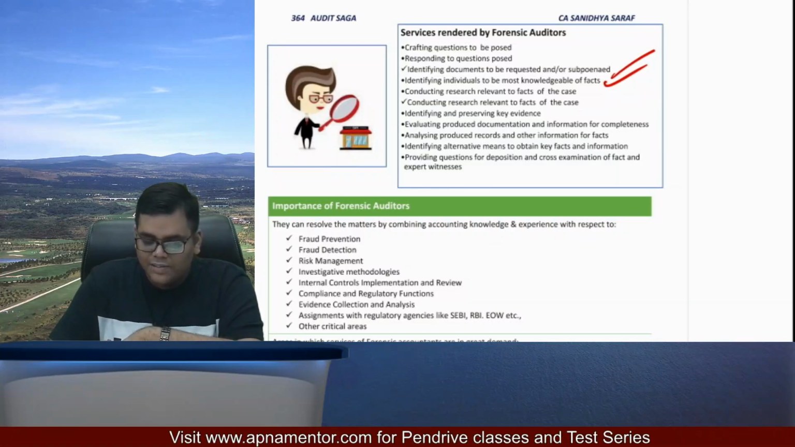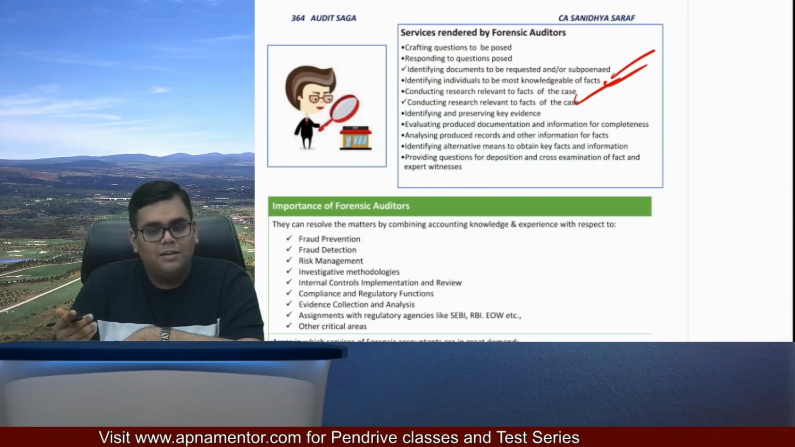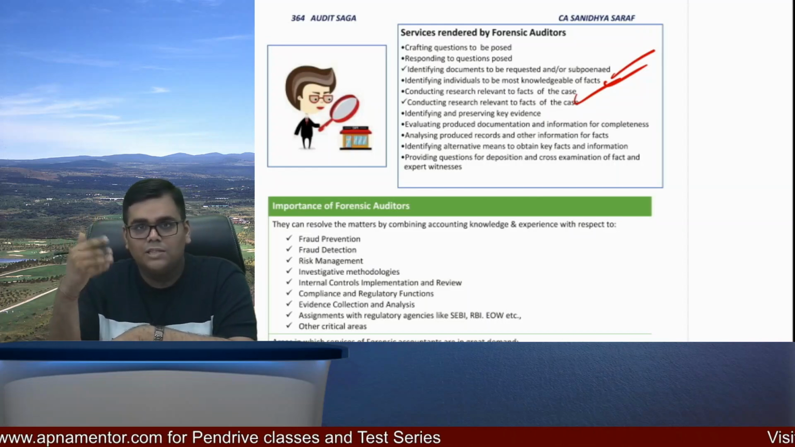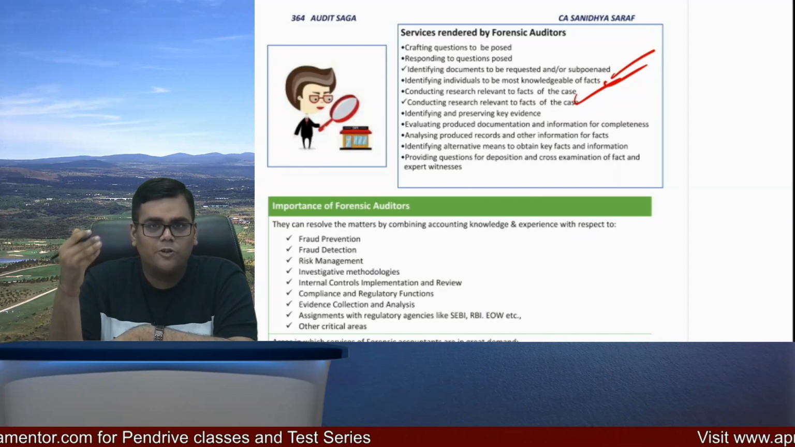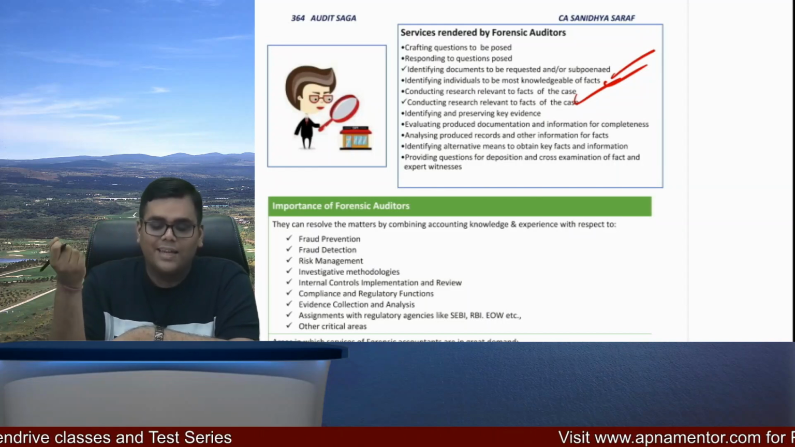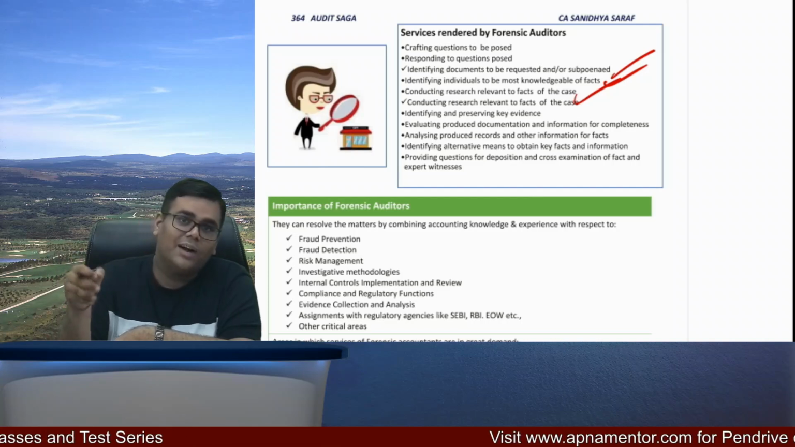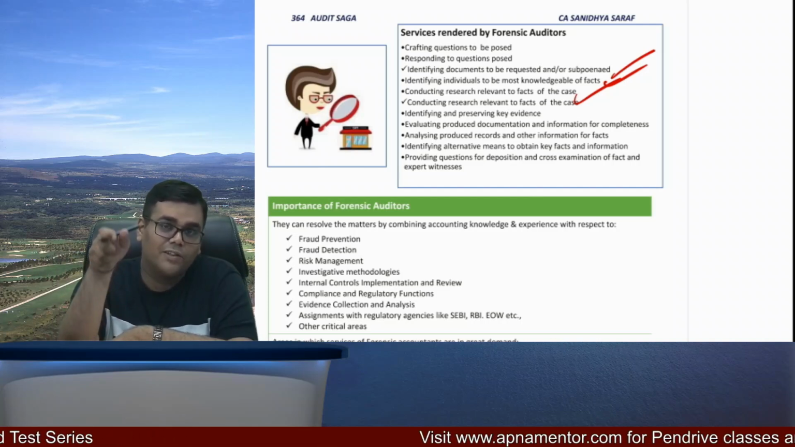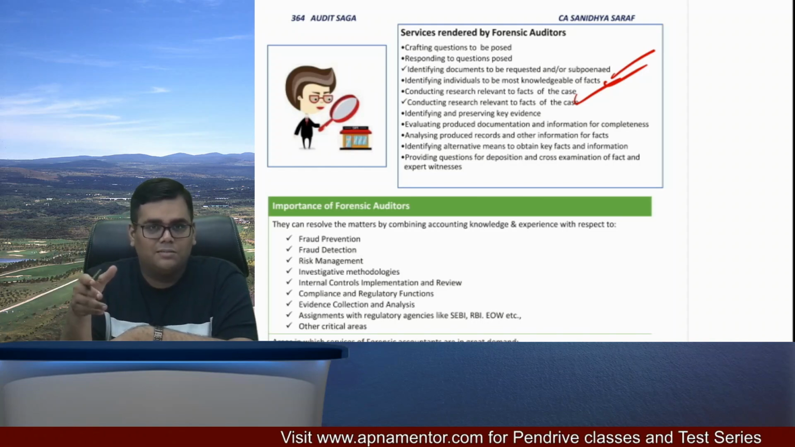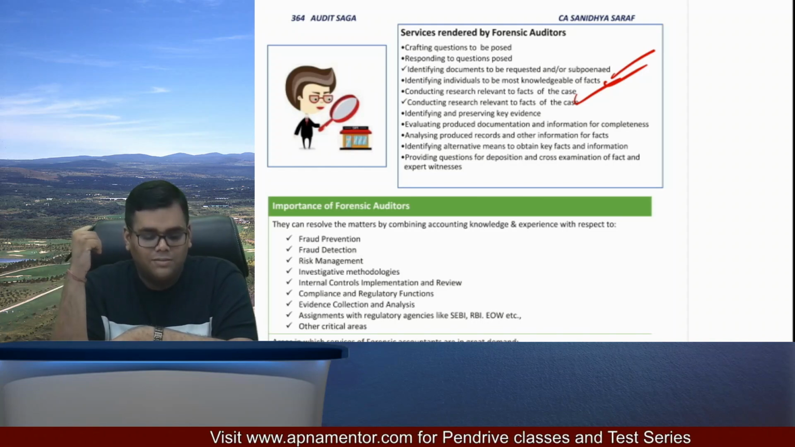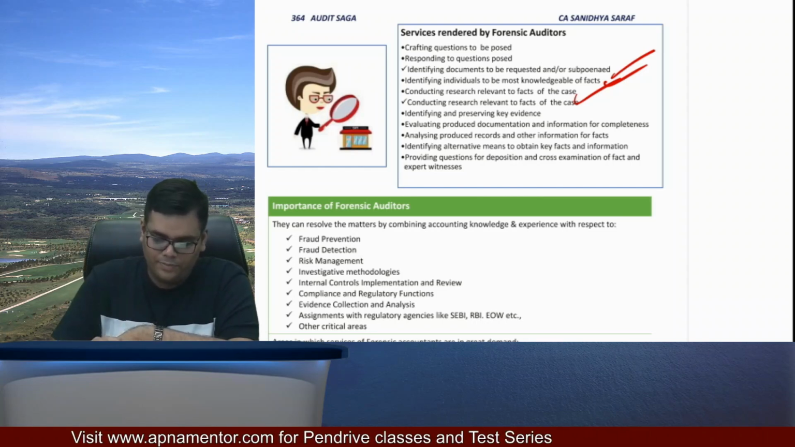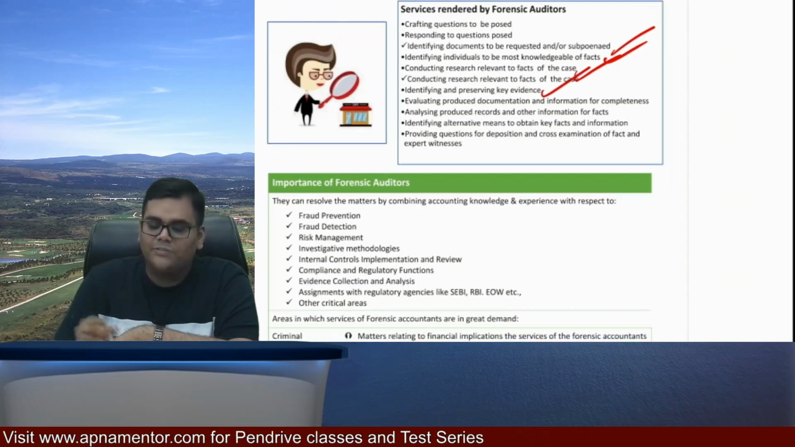Conducting the research relevant to the facts of the case. There are thousands of researches that can take place. There are thousands of investigative mentalities. There are thousands of procedures that you can do. But actually assessing, okay, what is the case and what is the research required in this particular situation is one of the most important qualities. Otherwise, you might waste your days, months, and incur a lot of cost, and actually resort to wrong procedures, wrong research. Identifying and preserving key evidence.